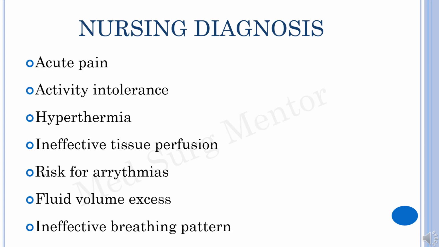The common nursing diagnoses for patients with pericarditis are acute pain, activity intolerance, hyperthermia, ineffective tissue perfusion, risk for arrhythmias, fluid volume excess, and ineffective breathing pattern.